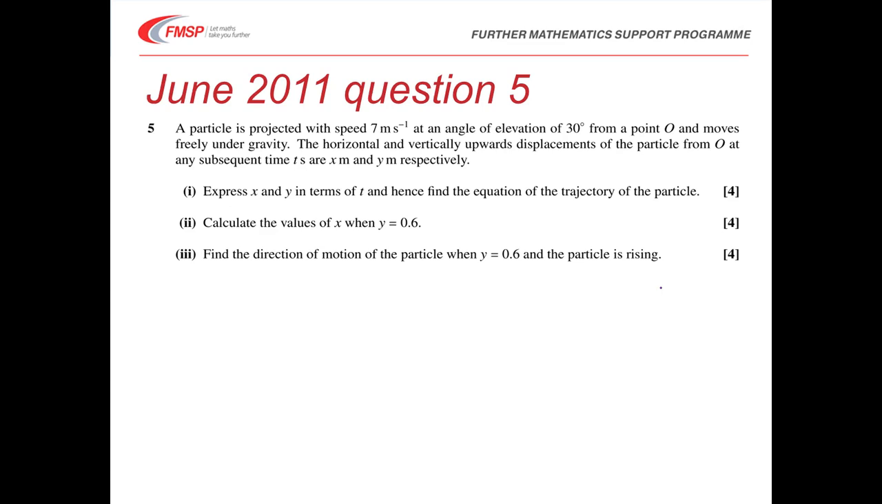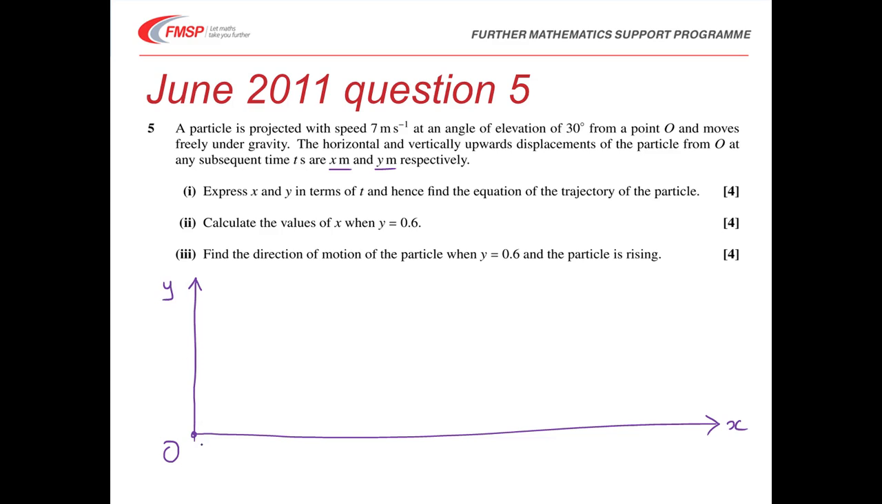Well, let's move on to another question. This time, a particle is projected with a speed 7 meters per second from a point O. And I'm particularly told that the horizontal and vertical displacements are going to be x and y meters. So I need really to think as though I'm drawing this on an xy graph. And here's my particle motion, my projectile motion.